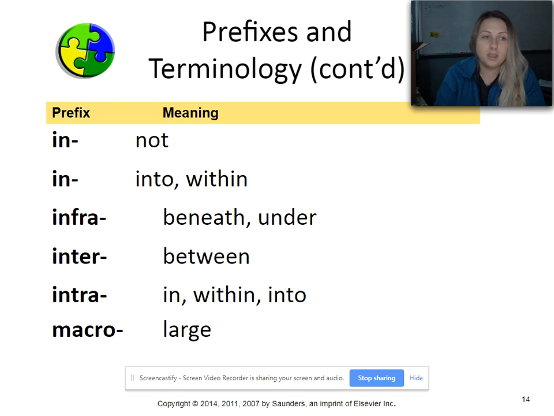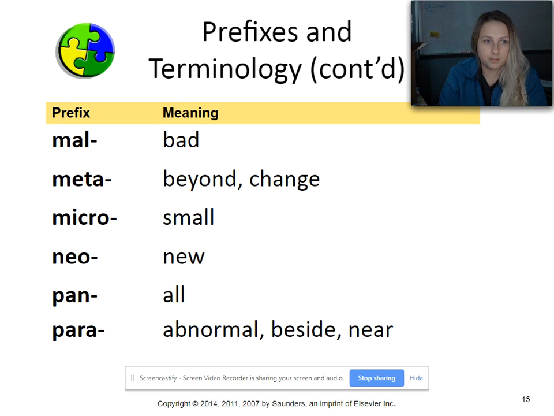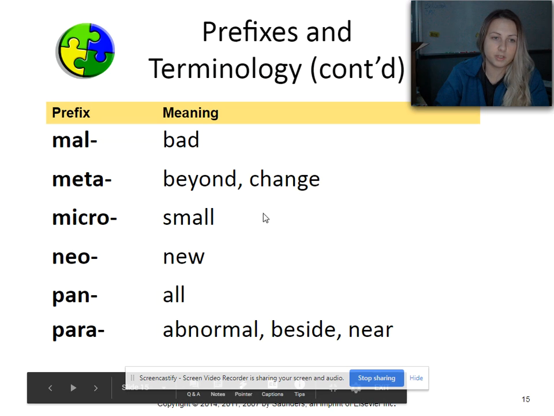Okay. In means not, but it can also mean into or within. Infra, like infrastructure, is beneath or under. Inter is in between, like an interface is generally what goes in between maybe two screens. You have an interface on a computer, something like that. Intra is within or into, like intravenous goes into the vein. Macro is large, like micro is very small, macro is very large. Notice there's micro, which is very small.